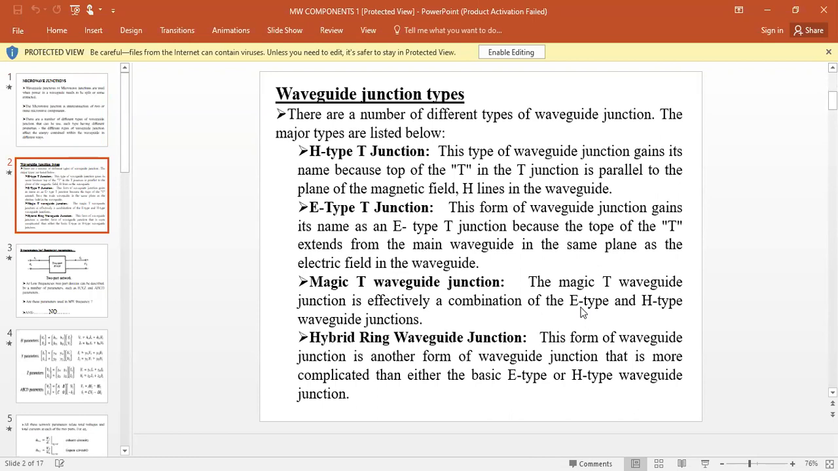First one is the H type T junction. Waveguide junctions we call T junctions. Okay, the T shape is preferred here. This type of waveguide junction gains its name because the top of the T in the T junction is parallel to the plane of the magnetic field, the H lines in that waveguide.